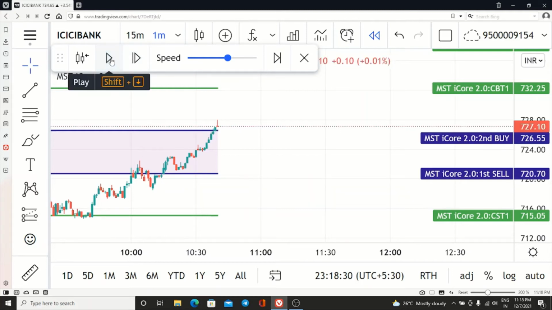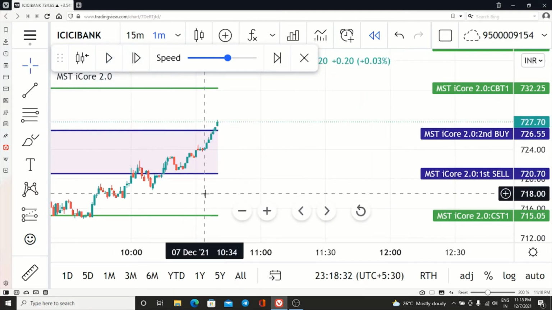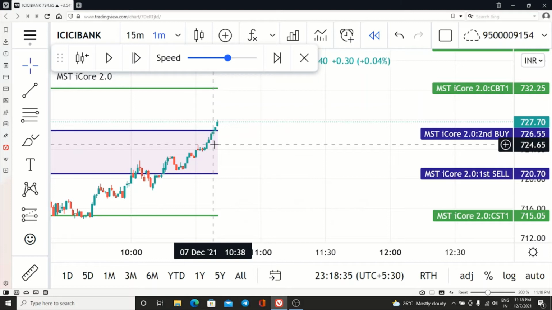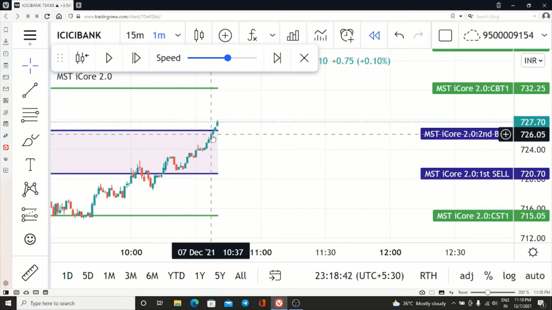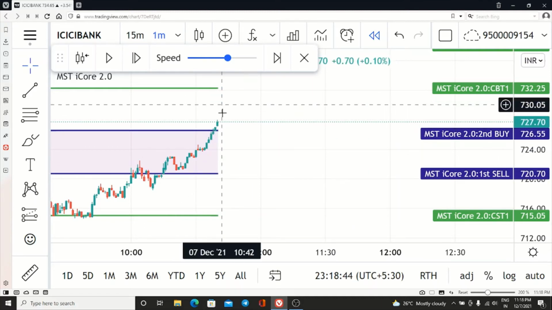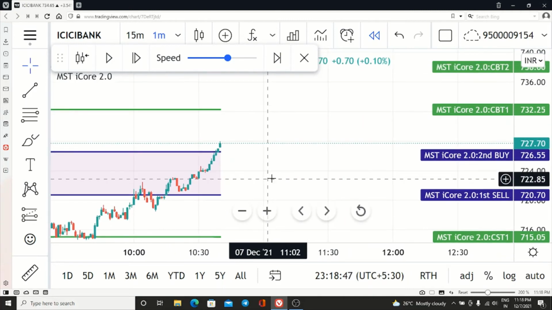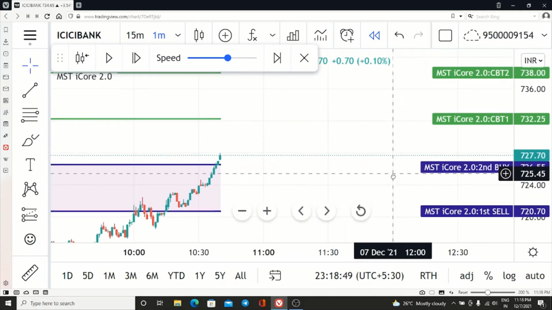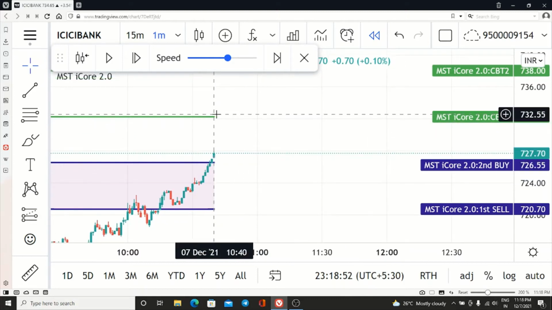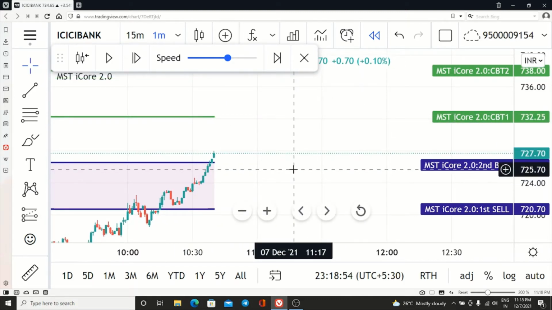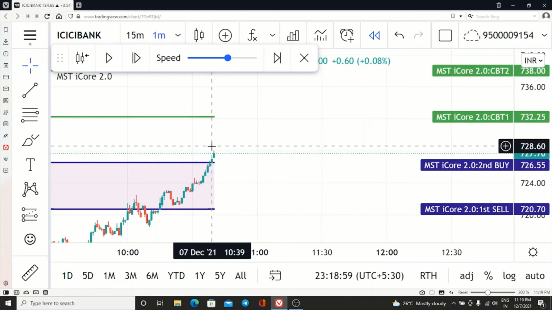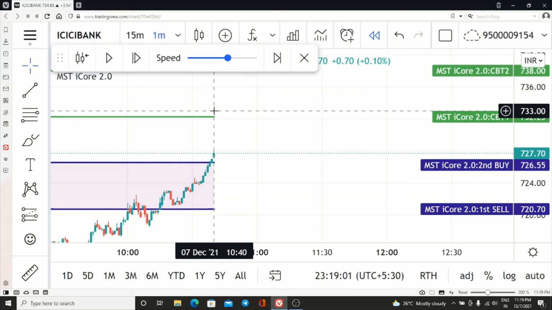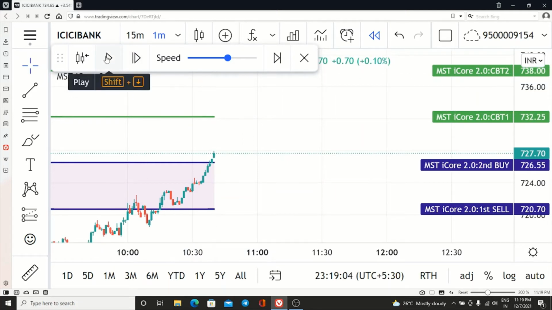Yes. So now our target did not come, but SL hit. We had already placed the advanced pending order of 3 lot, 1 lot for the SL and 2 lot for the reverse entry. So now we have got 2 lot at 726.55. Now we have to book the target at 732.25. Okay, the two lots are one lot for recovering the loss and one lot for making the profit for the day. So let me show you what happened.